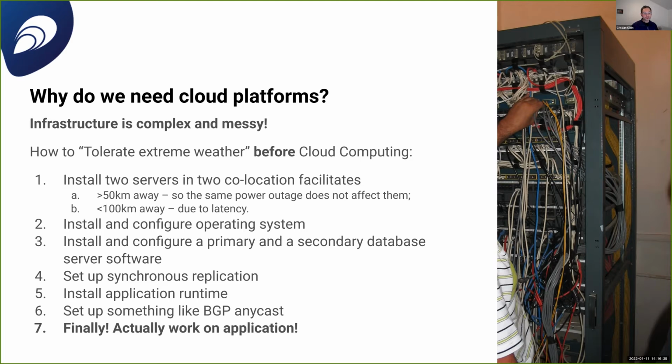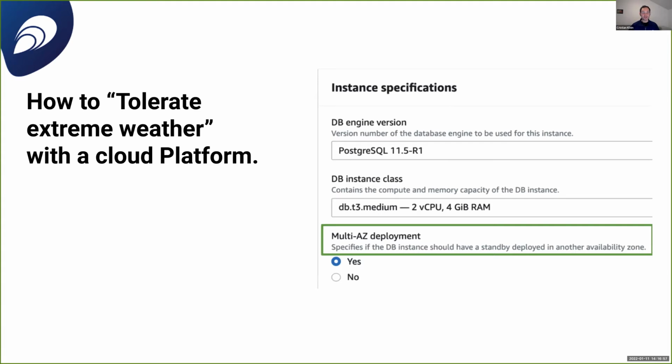I'm pretty sure that I forgot some steps, but anyway, just think about it, you have to go through 6 steps before you can finally focus on what you care most about and where your magic sauce is really located, your application. So you have to go through 6 steps before you can finally work on your application and make it tolerate extreme weather.